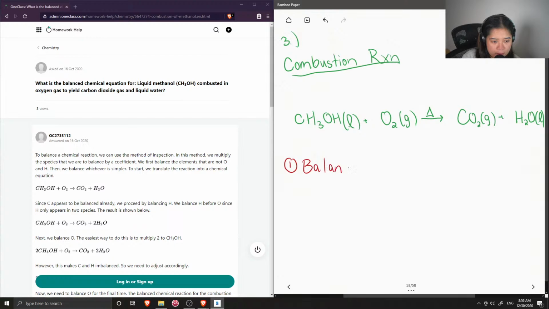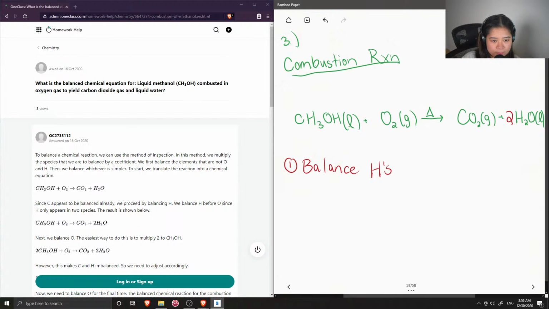So step 1, balance out the hydrogens. So there's 4, so I need to add a coefficient of 2 in front of water. And now you'll see that this affected the number of oxygens as well. So now we have 4 oxygens on our product side, but we have an odd number of oxygens on our reactant side.